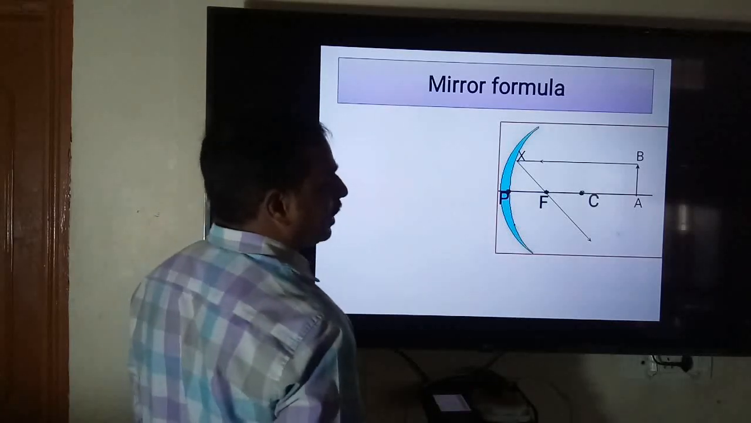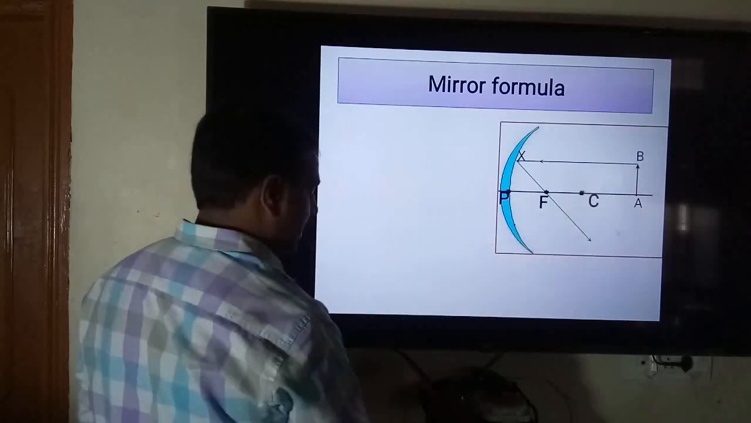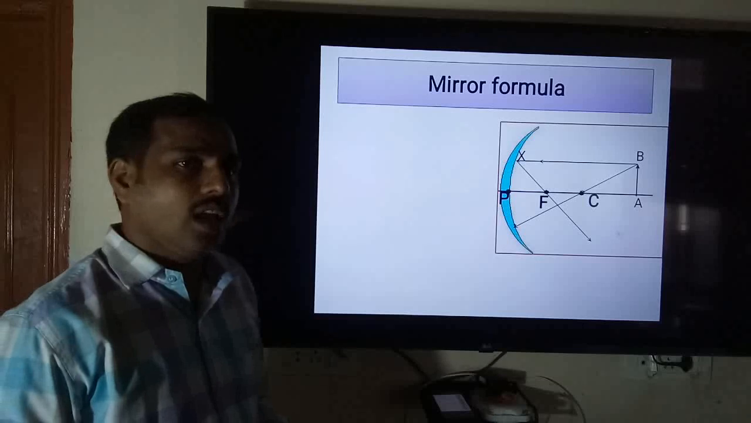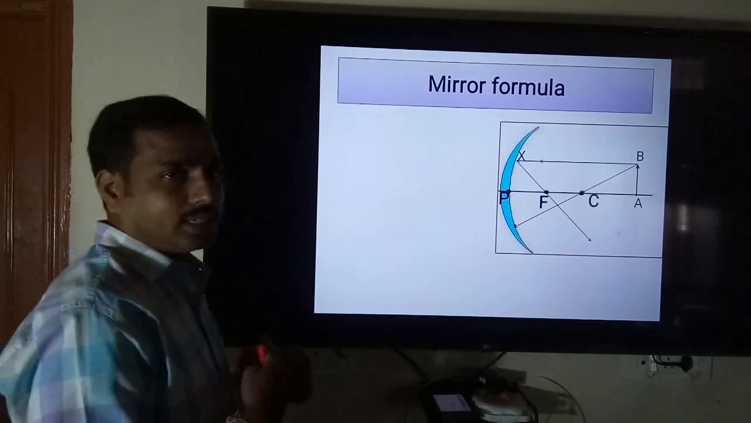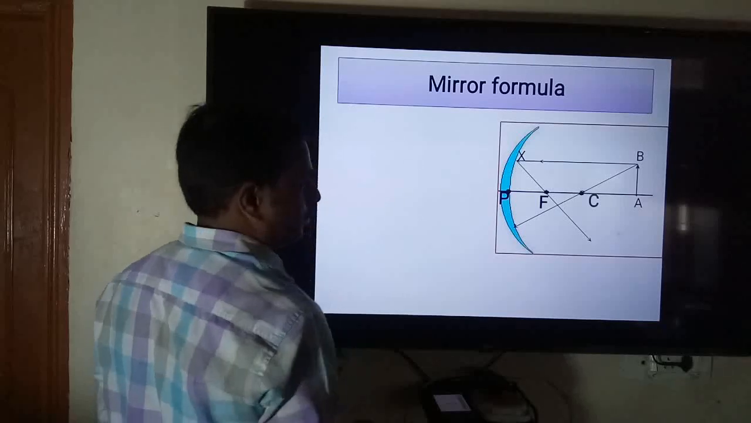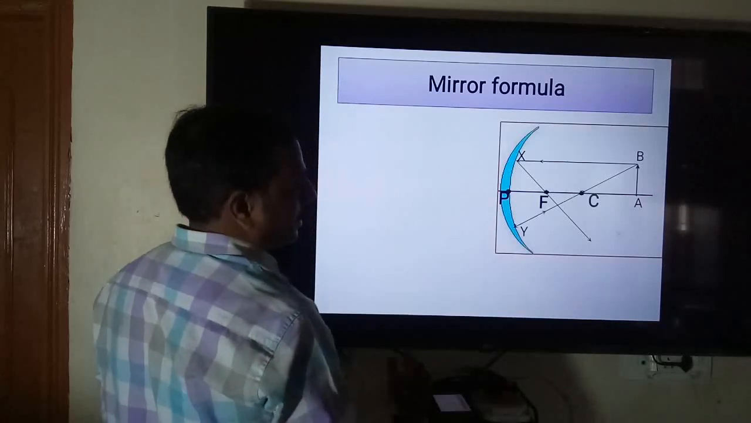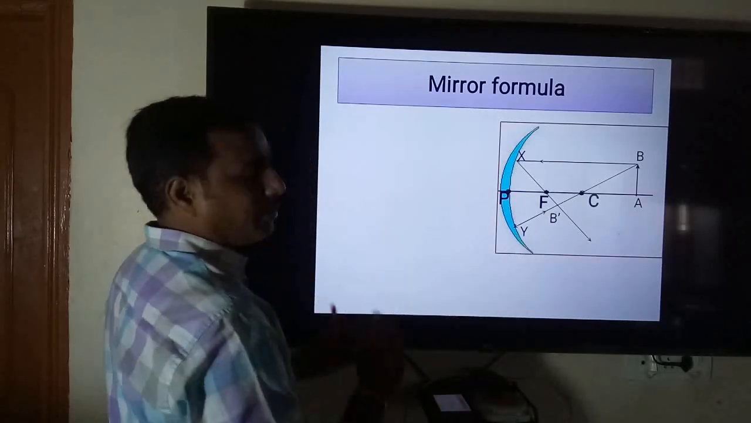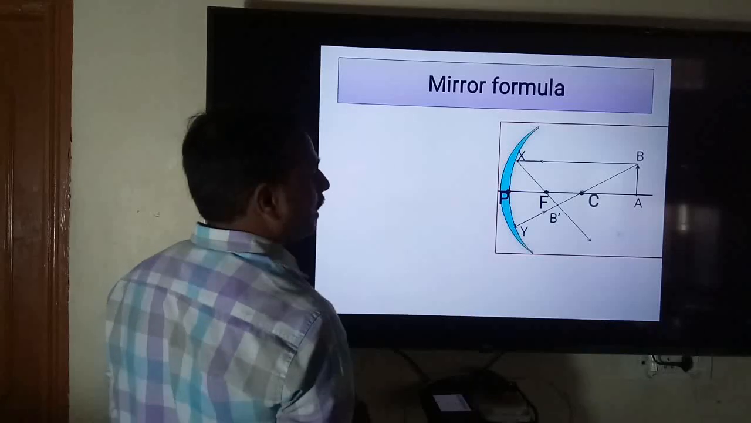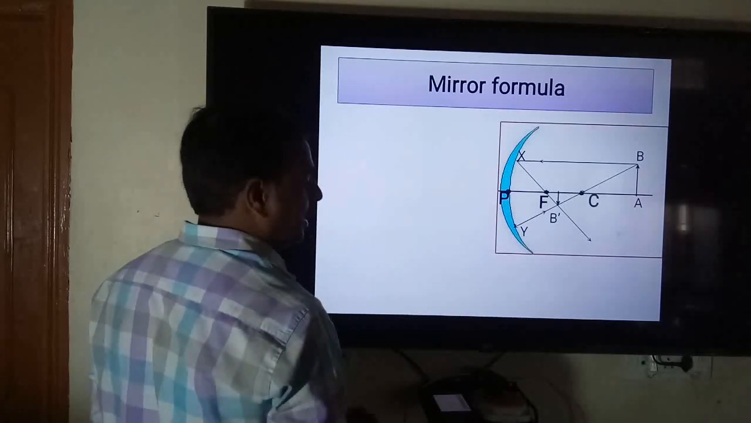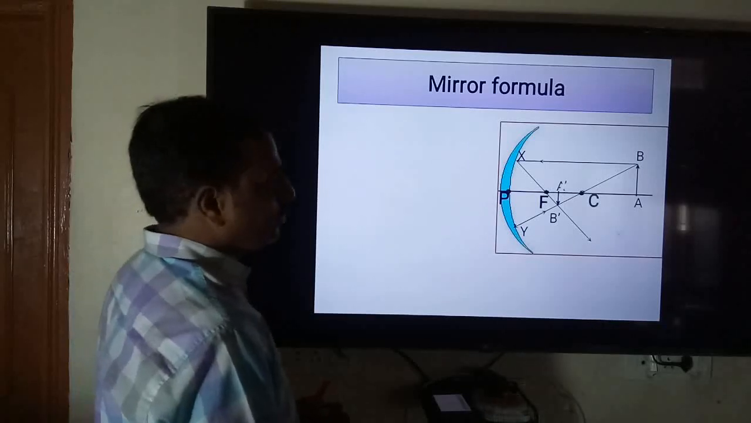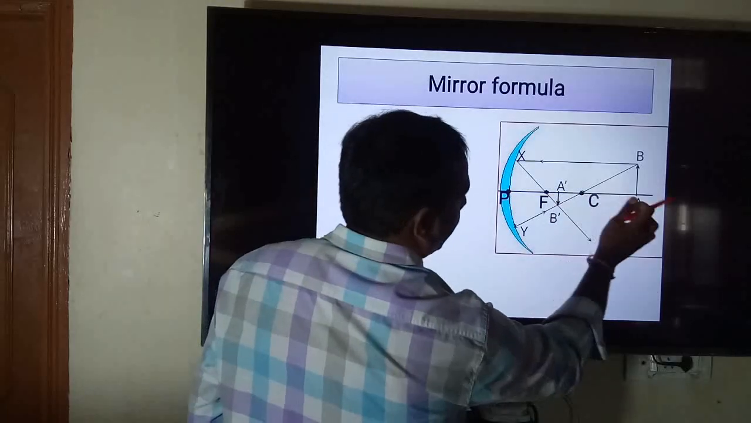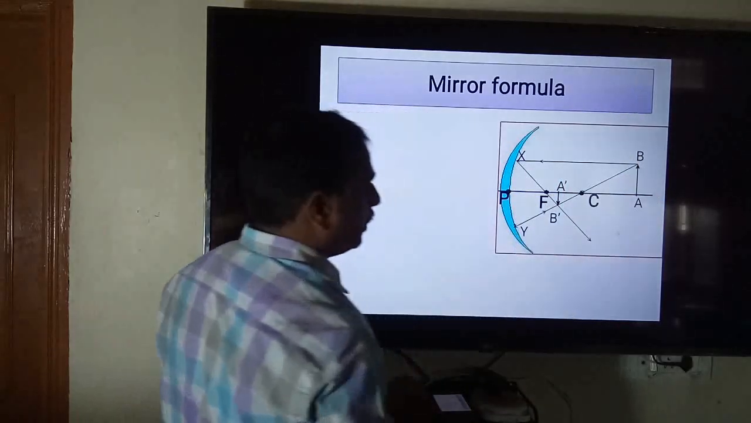Now we are going to take another ray which is passing through the center of curvature. We know very well, if a ray is passing through the center of curvature, after reflection it comes back into the same path. See, it is coming in the same path. Now these two are intersecting at B dash, which means at B dash we are going to get an image, that is a diminished and real image, A dash B dash. See here friends, AB is the object, A dash B dash is the image.